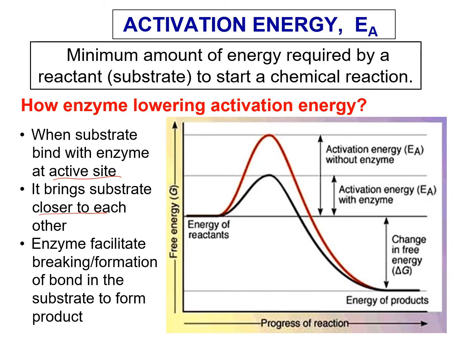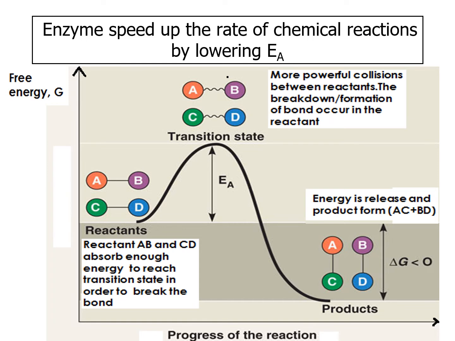For example, the hydrolase will break the sucrose into a fructose and glucose. So it is the enzyme facilitating breaking of bond in the substrate. So with more powerful collision between the reactants, the breakdown of bond will occur faster. So energy will be released and product will be formed.